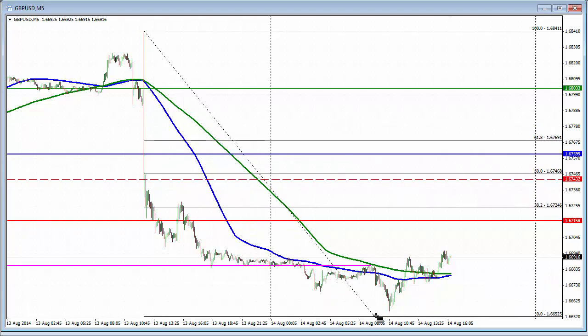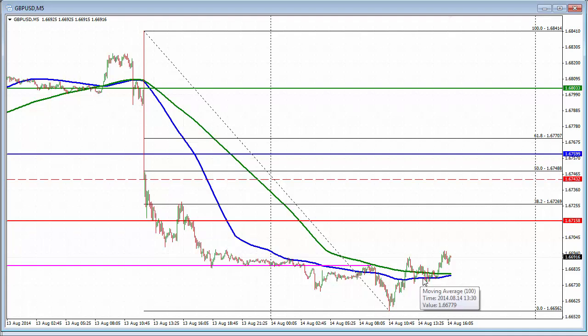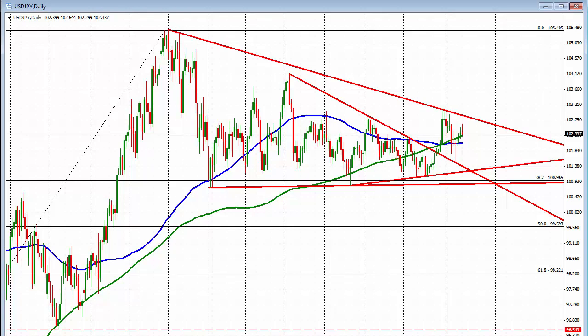And as you can see in trading here today, in the London session, or in the early New York session, we're trying to find some support against that 100 and 200 bar moving average. So keep that in mind for the sterling versus US dollar, looking a little bit more bullish. Let's take a look at the dollar versus yen and this currency pair on the daily chart here.